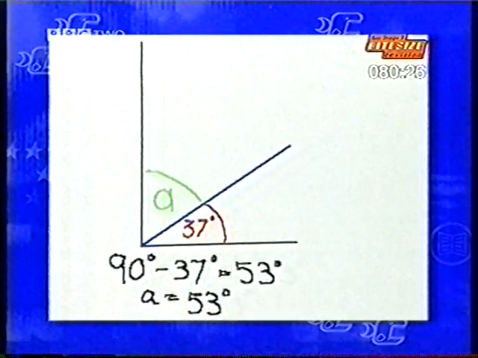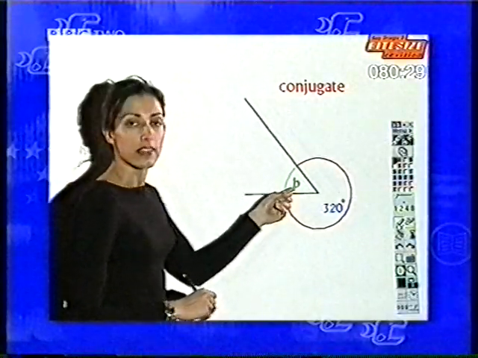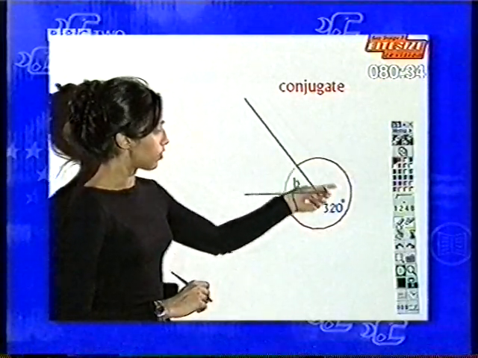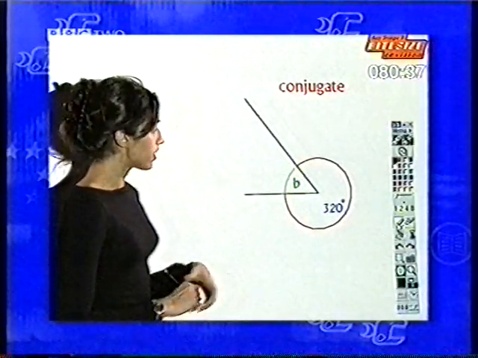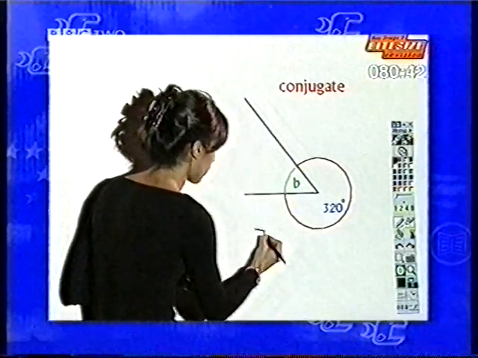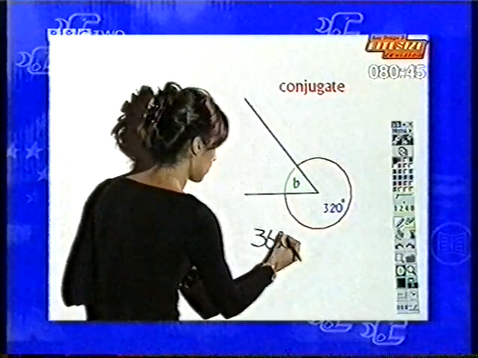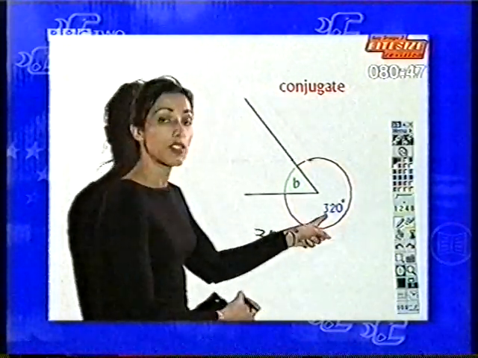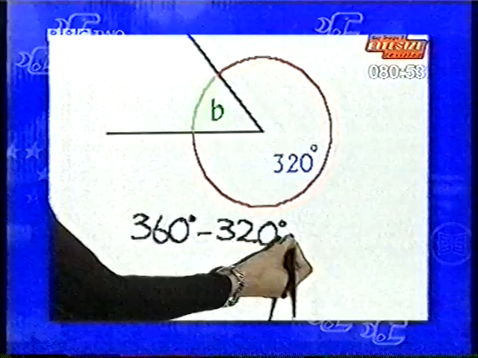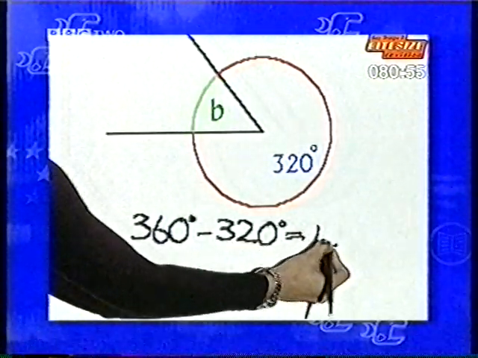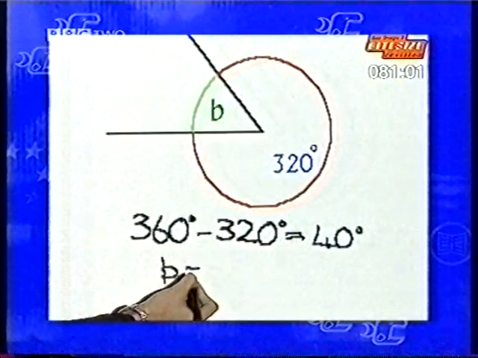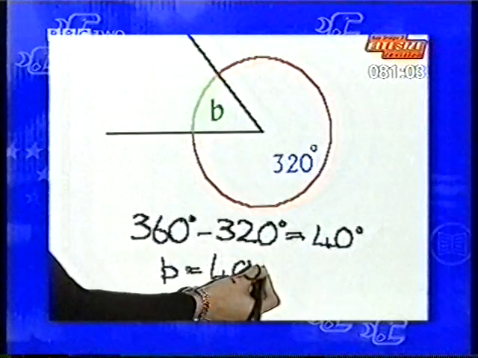Now let's move on to a different one. Right, this time we want to find angle B. This is a conjugate angle. That means that these figures have to add up to 360 degrees. We've already got 320 degrees. Now we need to find B. So let's take 360 degrees minus the 320 that we've already got, and that will leave us with the answer for B, which is 40 degrees. So angle B equals 40 degrees.